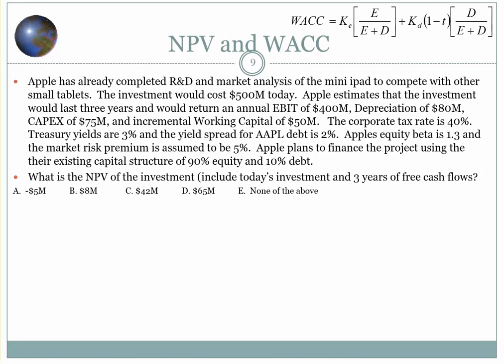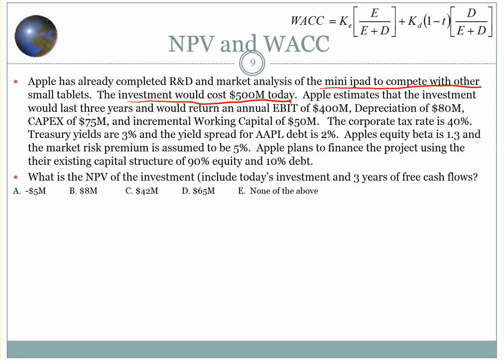So here's a problem that should be largely review. Apple's looking to start a new project. The project will cost $500 million today, and the project is the launch of the mini iPad. This is before the mini iPad was actually launched; I did this example a couple years ago. The key is that this project has the same risk, on average, as Apple's existing projects. Also, it's going to use the same capital structure, the same debt and equity percentages, as the existing firm.